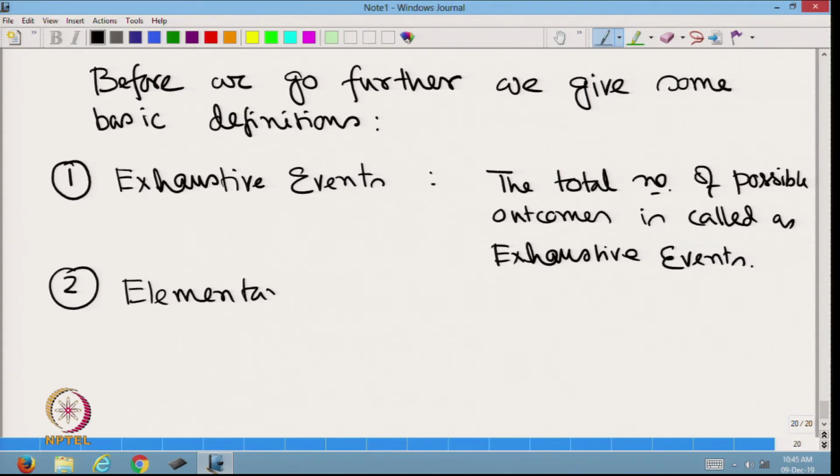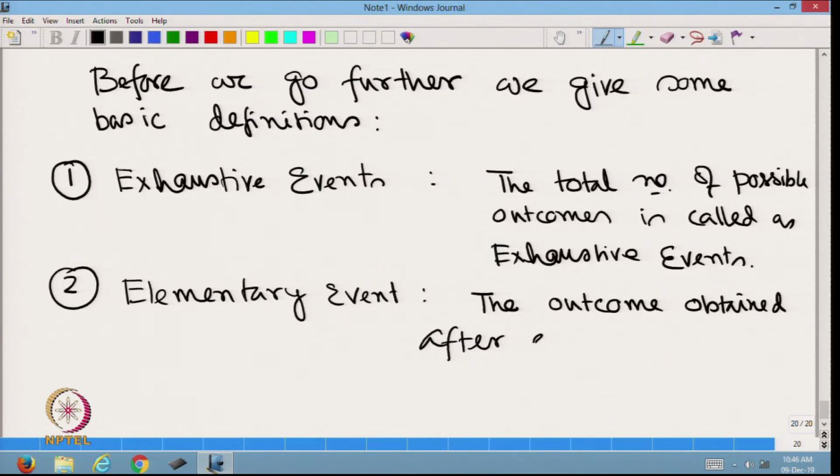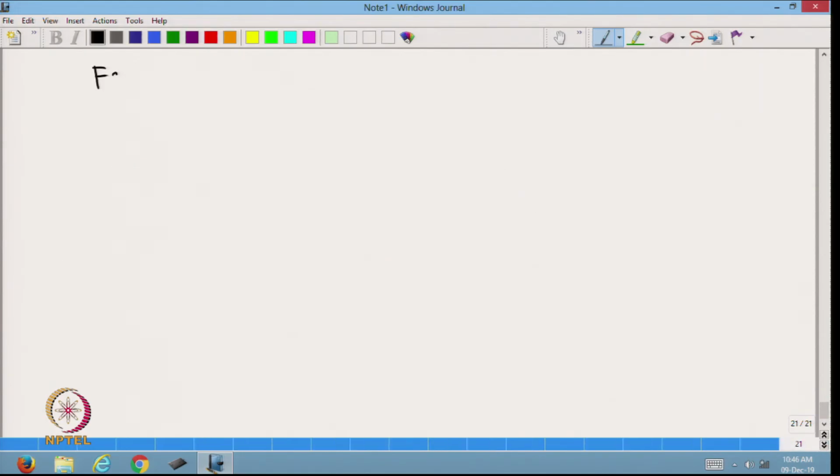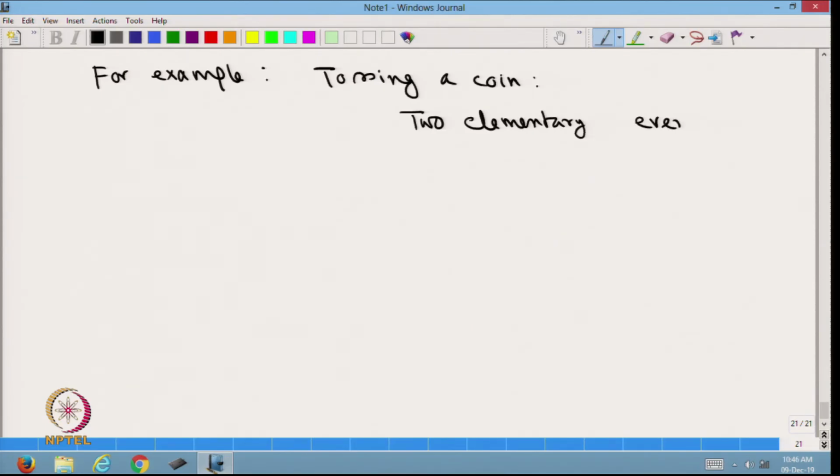Elementary event. The outcome obtained after each trial is an elementary event. For example, tossing a coin, there are two elementary events, H and T.